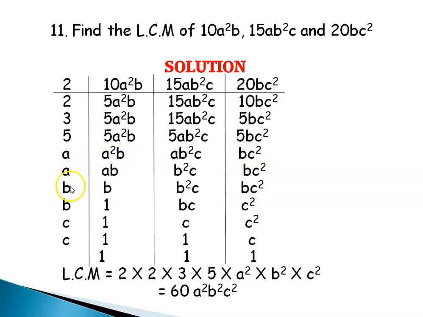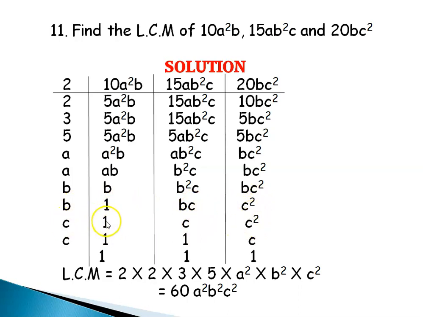And I can move to b. b in b is 1. b in b squared c is bc. b in bc squared is c squared. Then I'll move to b again. b in 1, 1. b in bc squared, c. b in c squared, I'll rewrite the number.